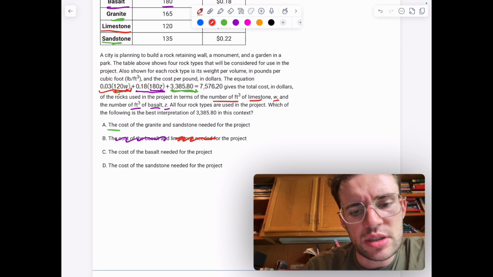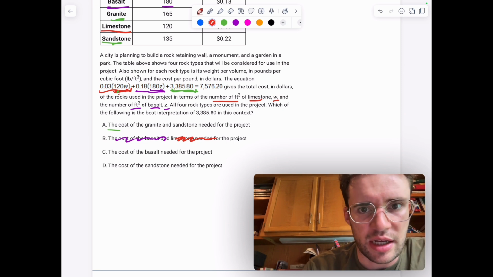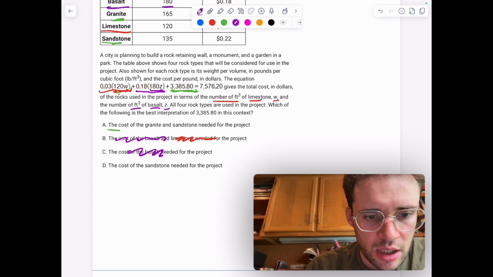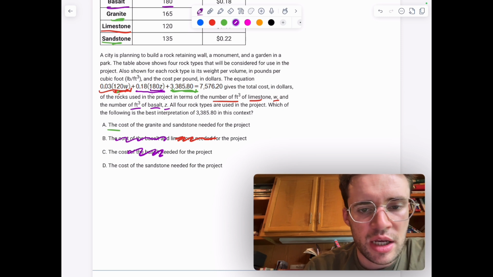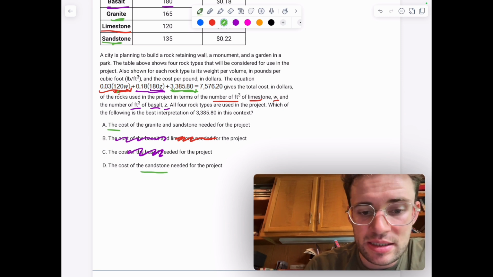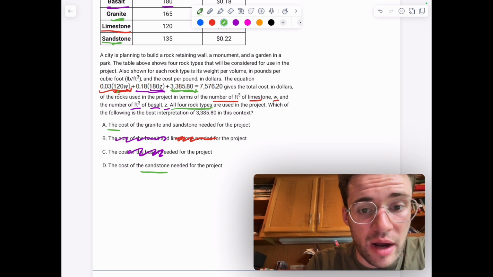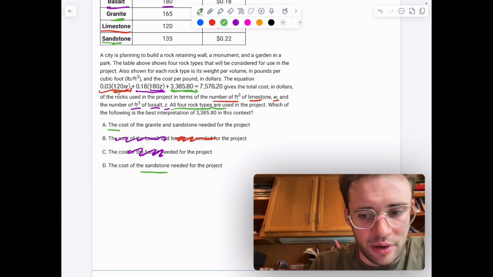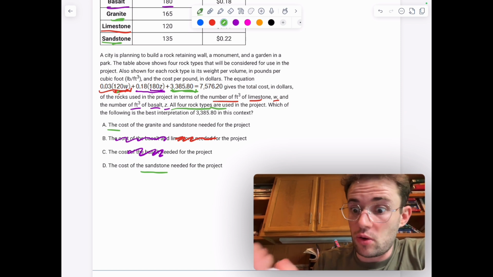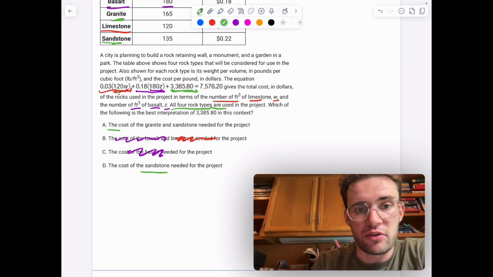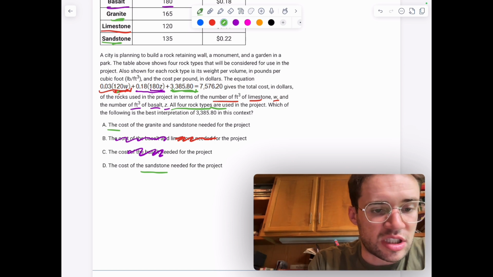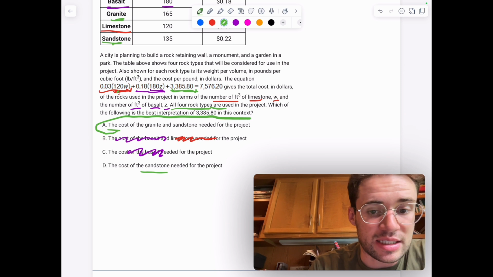The cost of the basalt needed for the project. So this is just saying it's just the basalt. No. The cost of the sandstone needed for the project. The reason that it can't be this, because you could argue, well, what if they only got sandstone? Is because they specifically said all 4 rock types are used. And assume that it's not meaning that you already had granite or someone gave you granite for free, because they listed the price of the granite. So it's specifically, this is going to be the granite plus the sandstone.